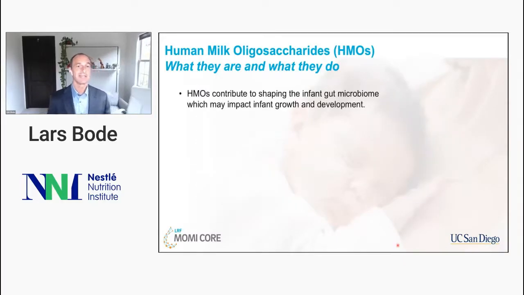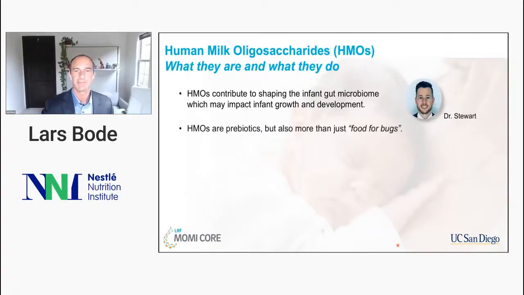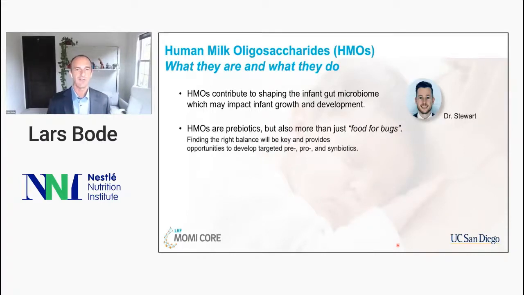Now, we see that HMOs contribute to shaping the infant gut microbiome, which may impact infant growth and development. And you will hear more about that from Dr. Stewart in the following talk. HMOs are prebiotics, but also more than just food for bugs. So really, there is an opportunity to find the right balance of what oligosaccharides should be utilized when we develop prebiotics, probiotics, and synbiotics. Sometimes you really want to spare a certain oligosaccharide like DSLNT that is not utilized by your probiotic of choice. So it's still available to do other things.